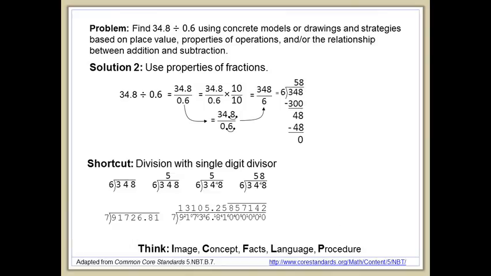Your students aren't expected to know this at 5th grade, but I just wanted to show you that that's one of the powers of this single digit division, which could take a whole lot longer if you didn't know how to do it.